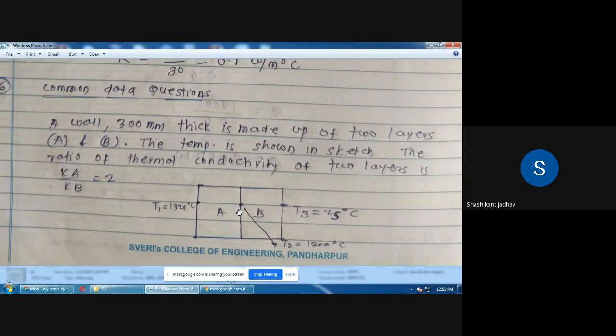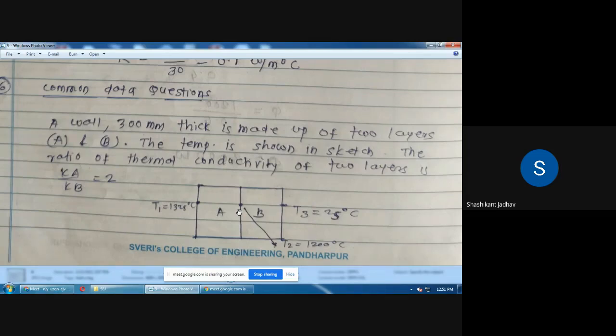So from this given data, our aim is to calculate the ratio of the thickness of the two layers. That means we have to find LA by LB, and then we have to find the thickness of layer A. So our aim is to calculate LA by LB and LA.